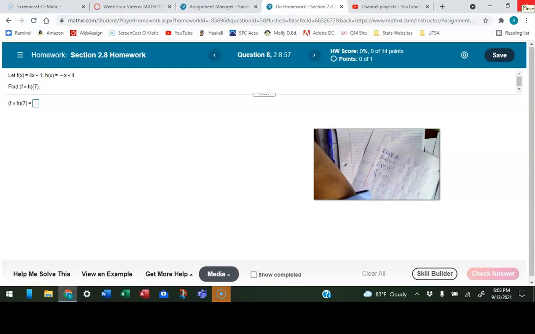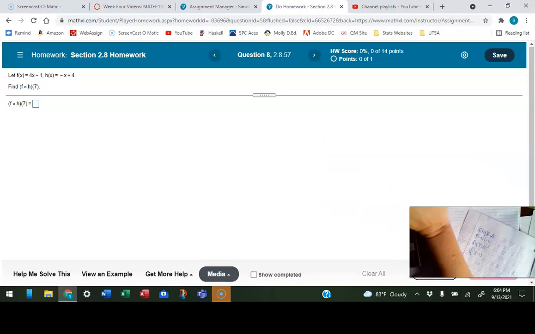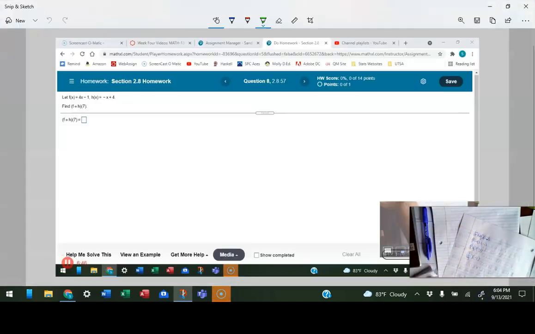So let's see what else we've got because I'm looking for composition functions. All right, so here we go. You come back down here. When I am looking at this, I see the composition of f and h at 7.